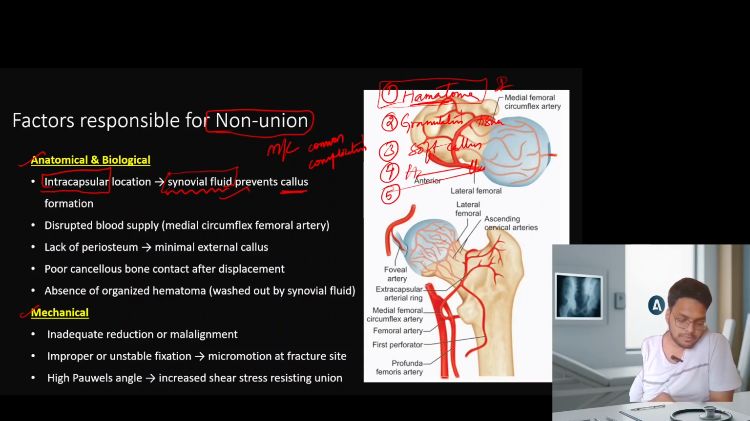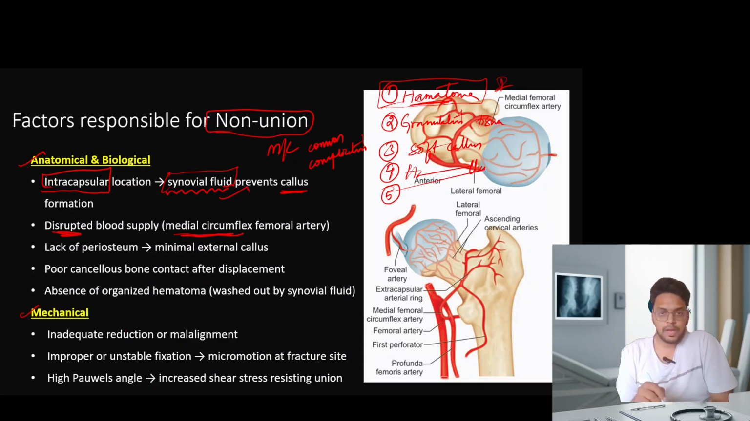Next, because of the disrupted blood supply, the medial circumflex artery is the major blood supply to the femoral head. Okay. Now because of the fracture, the medial circumflex artery blood supply has been disrupted. Next, there is no periosteum over the fracture. There is no periosteum over the neck of the femur region. Okay. The other regions like the shaft have periosteum.